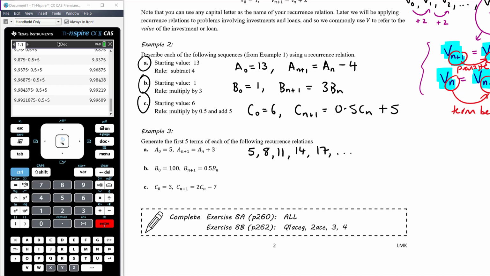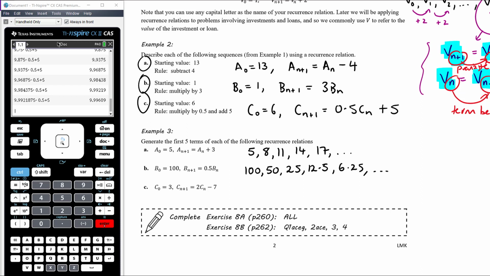In part B, this time B naught is 100, so the starting value is 100. And this is what we're doing at each stage: to get from one term to the next, we're multiplying by 0.5. So we're halving each time. Half of 100 is 50. Half of 50 is 25. Half of 25 is 12.5. And half of 12.5 is 6.25. That's the first 5 terms in that sequence.